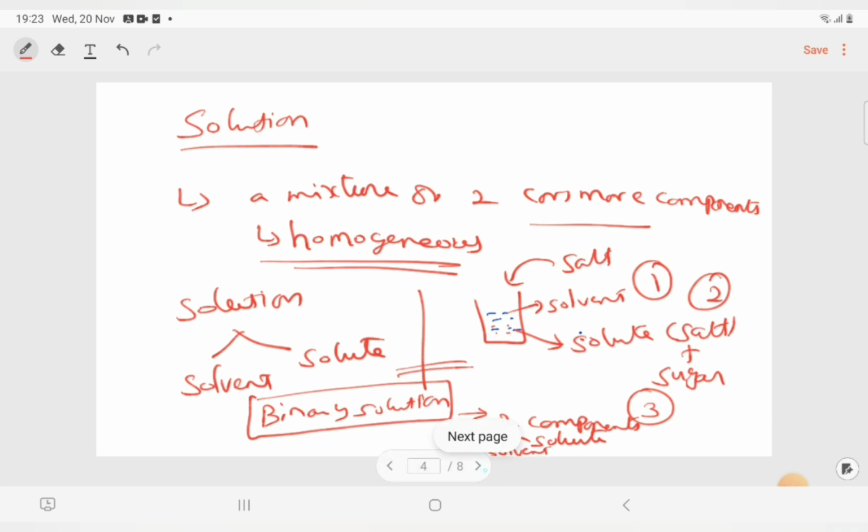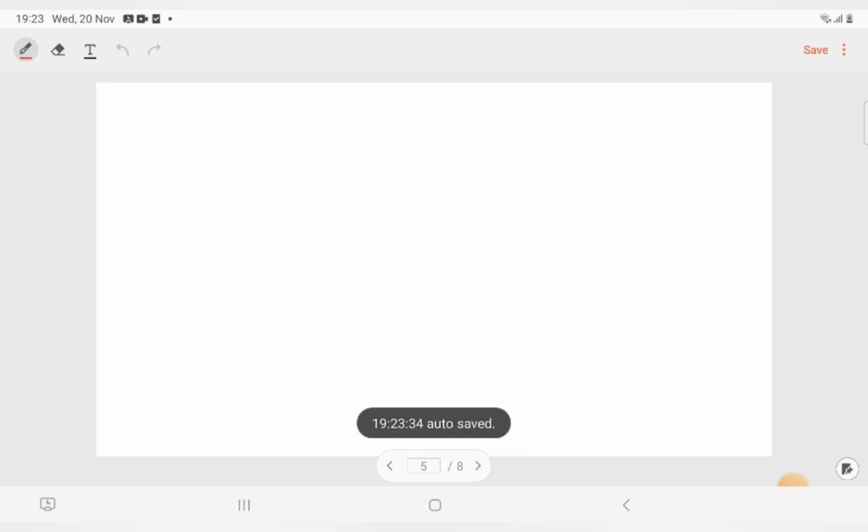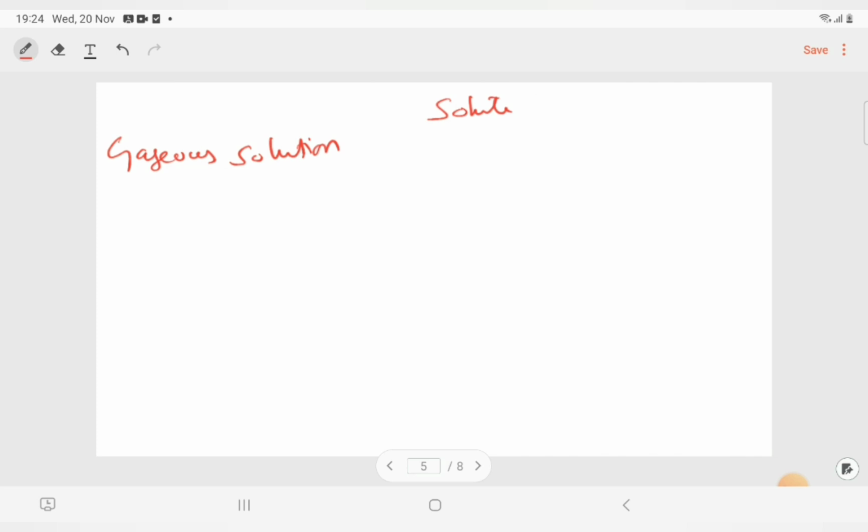So when we talk about two components, let's imagine what the two components are. Basically, you should have at least one solvent and one solute. Okay, so there are three types of solutions given in your book. The first type is gaseous solution. In the case of gaseous solution, there could be three possibilities by changing the solute. Whenever we say gaseous solution, it means that the solvent is a gas.